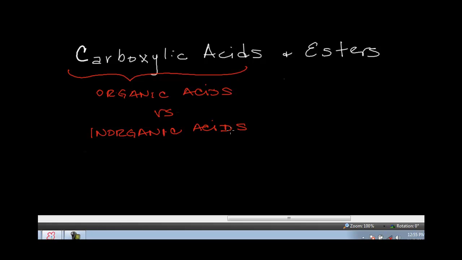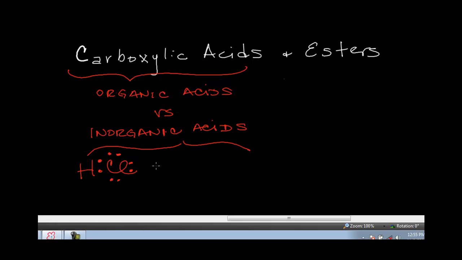Exactly right. So an inorganic acid would be something like HCl. If I have HCl, remember hydrogen chloride had a covalent bond. Hydrogen has how many valence electrons? 1. And chlorine has 7. 1, 2, 3, 4, 5, 6, 7.